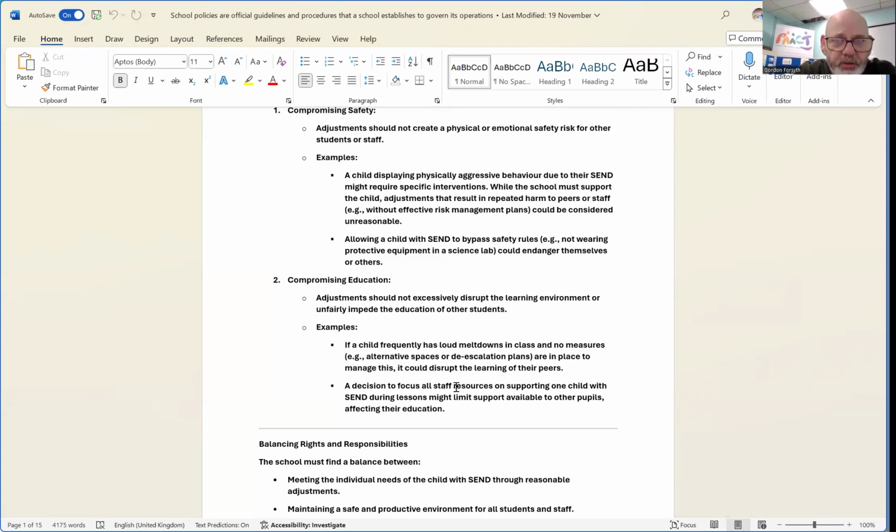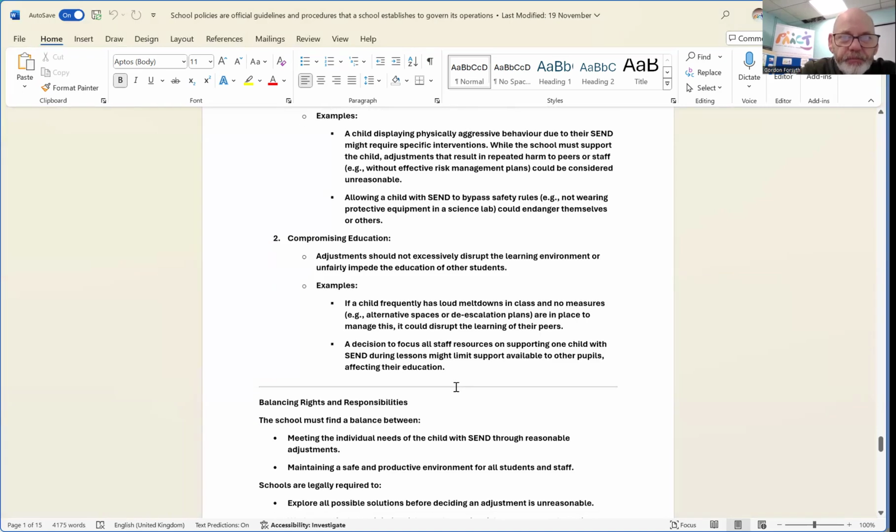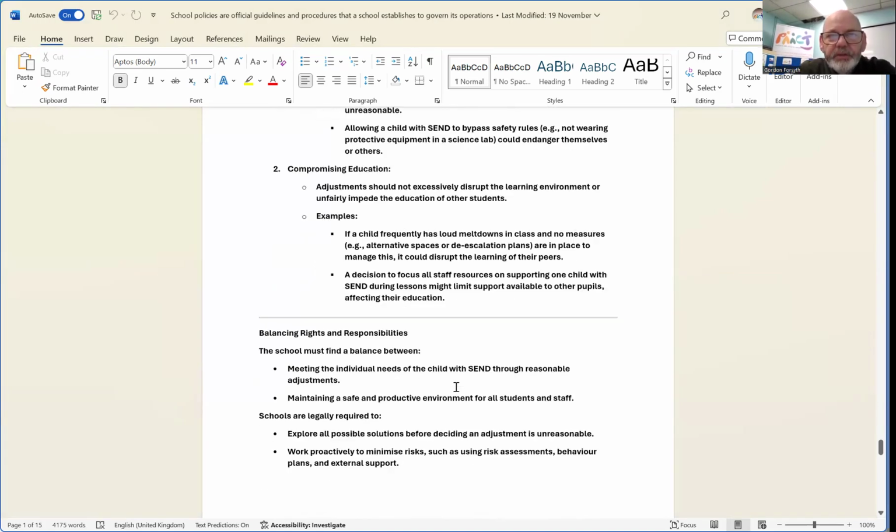Compromising education: adjustment should not excessively disrupt the learning environment or unfairly impede the education of other students. For example, if a child frequently has loud meltdowns in class and no measures, alternative spaces to de-escalate, or plans are in place to manage this, it could disrupt the learning of other peers. So make sure there are places that child can go to and feel happy to go to if they're getting dysregulated. And they'll know if they're getting dysregulated and can take themselves away. That's the sort of thing I'd be looking at there.